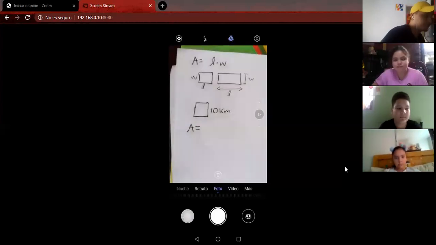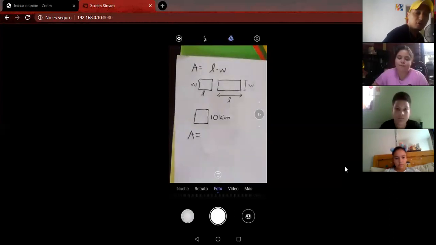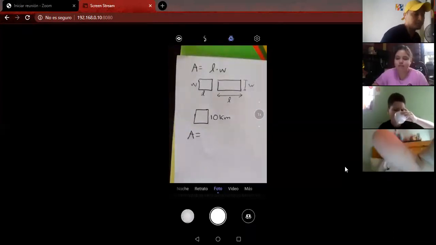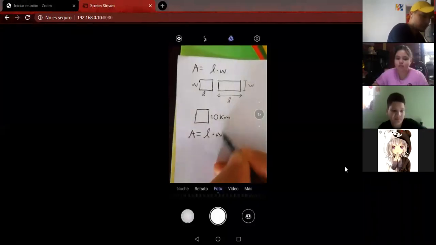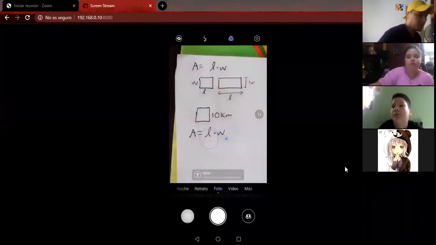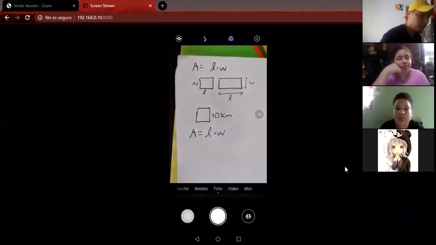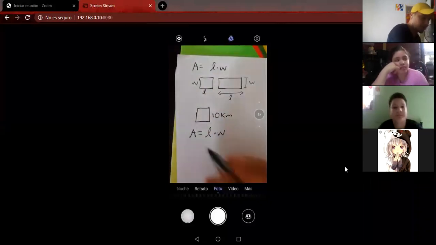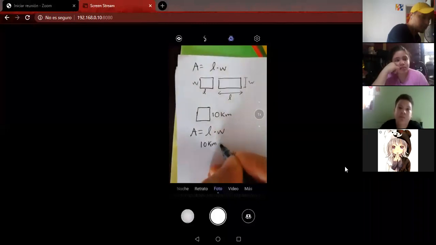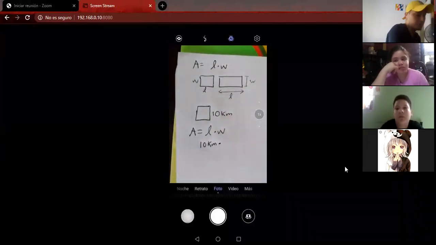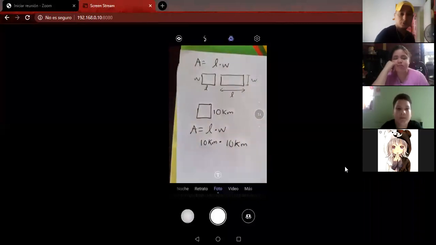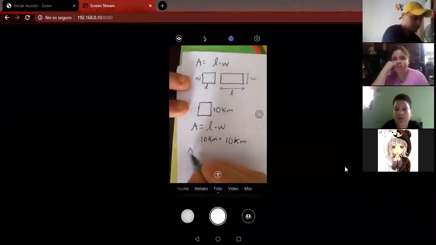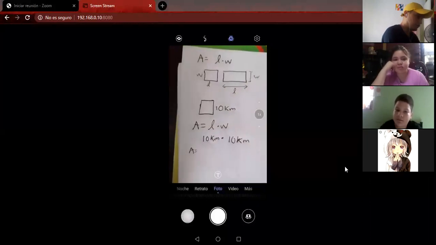No, I guess no. Okay, in a square, all my sides are the same because it's a square. So that means if I need to find my area, I'm going to put first my formula and how much is my length? 10 kilometers. And how much is my width? 10 kilometers. ¿Por qué? Porque todos los lados son iguales en un square. So how much is 10 times 10? 100. Good job.